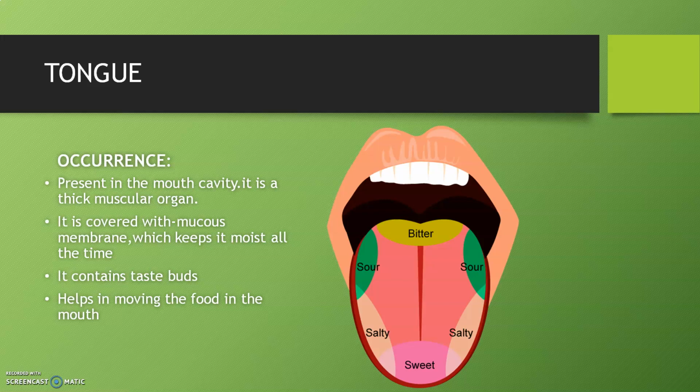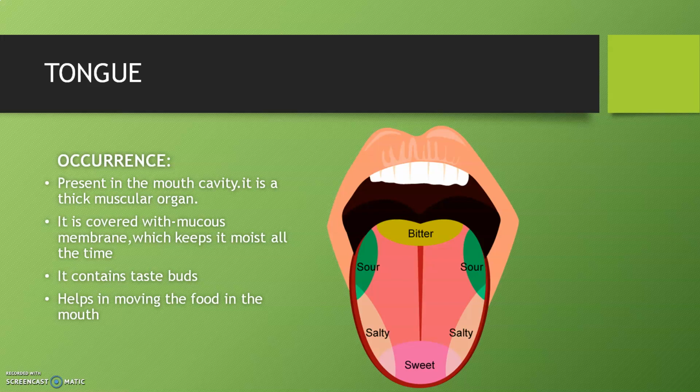It is a thick muscular organ. You know it very well. You can see it in the mirror that your tongue is completely muscular. You can roll it, you can twist it, you can turn it. Why? Because it has muscles. Now where is it present? It is present in the mouth cavity.